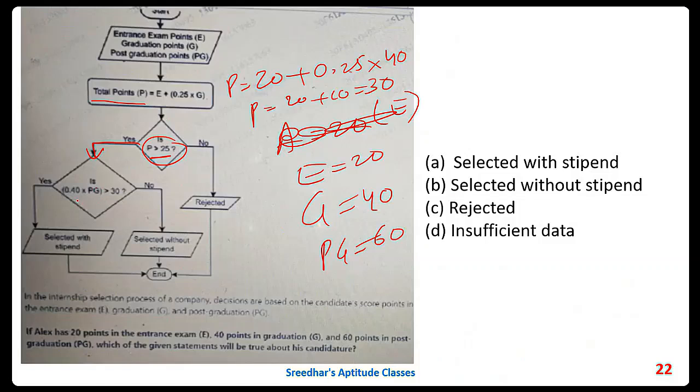Next, 0.4 into PG. What is PG? 60. Right? 0.4 into 60 is 24. Is this greater than 30? No. So no in the sense I should go in this way, because I got 24. So it is not greater than 30. Right? Next, selected without stipend. So selected without stipend. Option B is the answer.